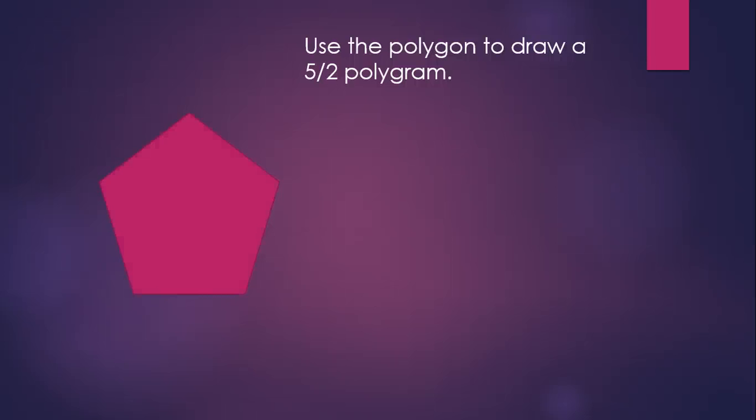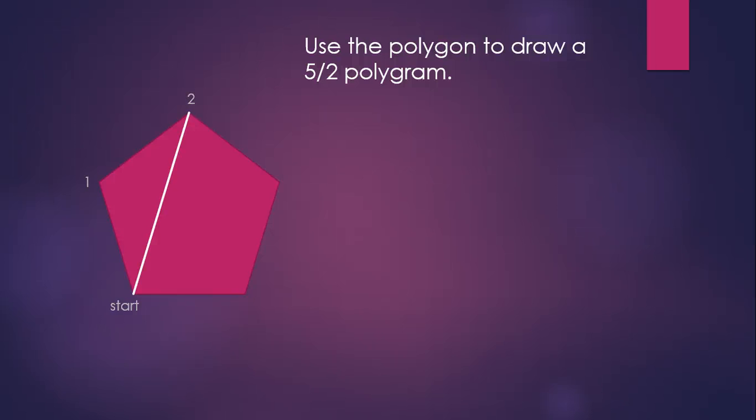Use the polygon to draw a 5-2 polygram. So to begin the polygram, we need a starting point. So we'll pick a vertex, and because it's a 5-2 polygram, the 2 means we're going to count 2 vertices from that starting point in either direction. So 1, 2, and we'll draw our first line segment from our starting point to the vertex labeled 2.